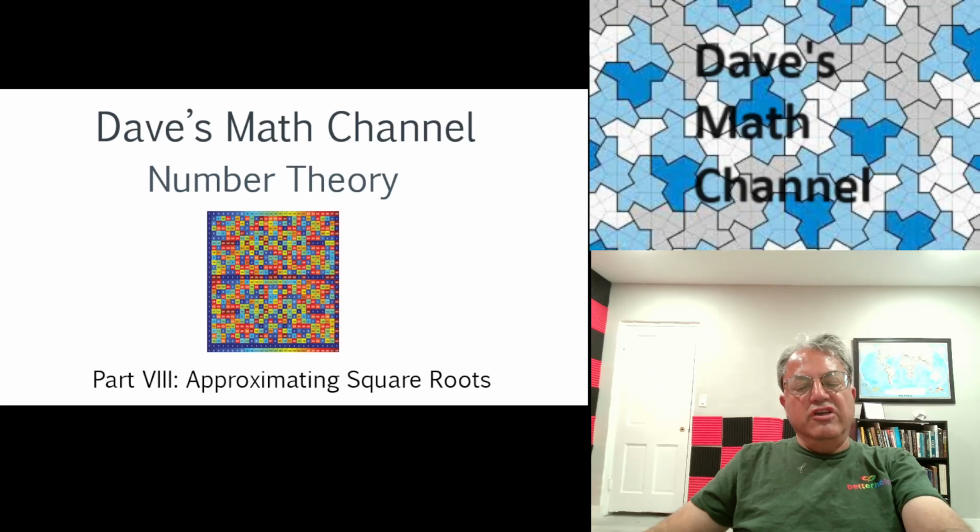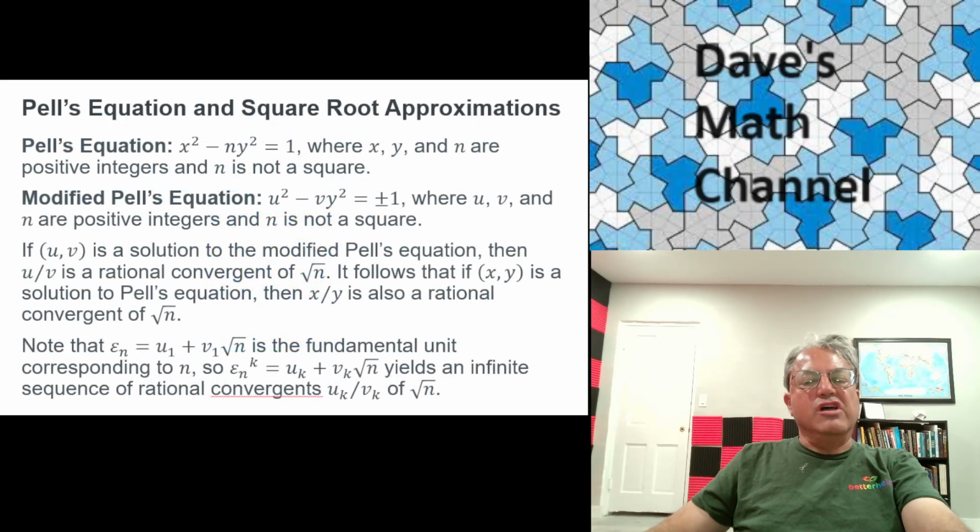This is my eighth video in my series on number theory, and today I'm going to talk about how you can find very good approximations to square roots, and to particular square roots of non-square positive integers. So let's begin. So how do we do this?